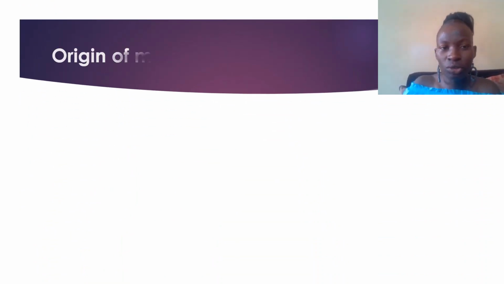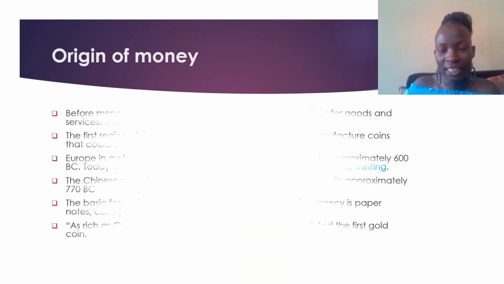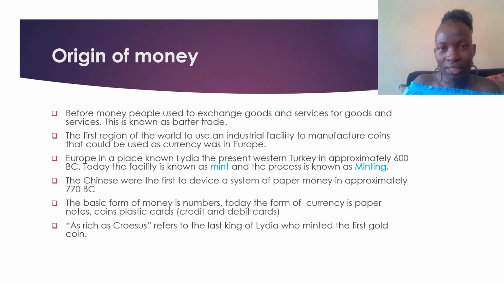So we're also going to look at the origin of money. Before money, we had something called the barter trade, which was exchanging goods and services for goods and services. For example, if I had beans and somebody else has maize, and he wants beans and I also want maize, we could exchange, which is what I refer to as barter trade.